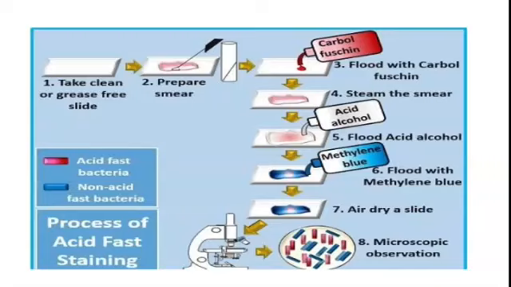So what happens if it is the acid fast bacteria? It will absorb the carbol-fuchsin and it is not washed by the alcohol. If it is a non-acid fast bacteria, the alcohol will decolorize the bacteria, that is the carbol-fuchsin, the red color will go off and the methylene blue will be absorbed.